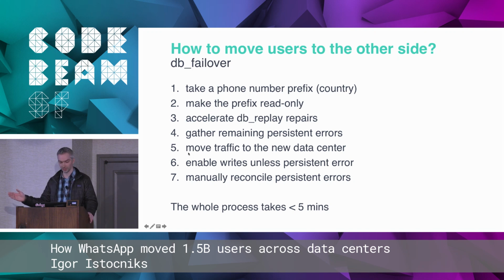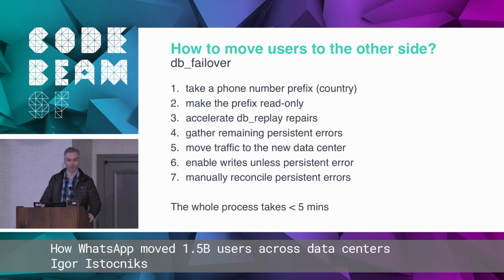We moved the traffic to the new data center for that country. Once this was done, it was fine to enable writes for these keys. However, if the key was a persistent error, then probably there's something not right for those keys. It's probably not safe to enable writes for those. Let's keep them read-only for now and look at them manually and figure out what to do with them. Fortunately, we didn't ever have a persistent key during the move, so we didn't have to do that. The whole process was pretty fast, less than 5 minutes, considerably faster than 5 minutes in practice. In theory, it never had to last more than that.